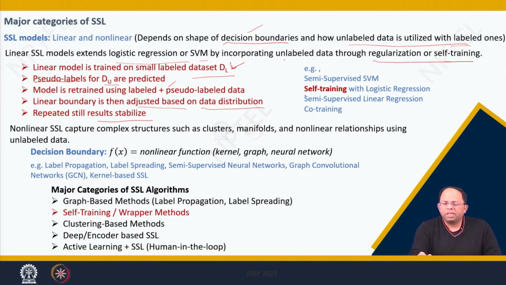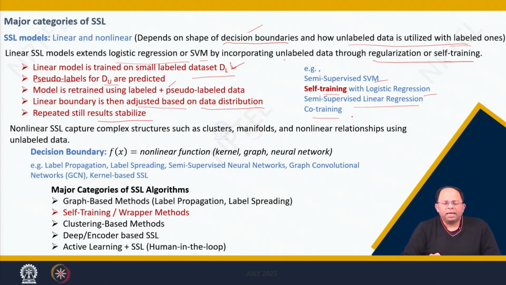There are different examples of this kind of model, like semi-supervised SVM and self-training with logistic regression. I have highlighted self-training because it is first training itself using its own labeled data. Semi-supervised linear regression and co-training are other models which come in this particular approach.